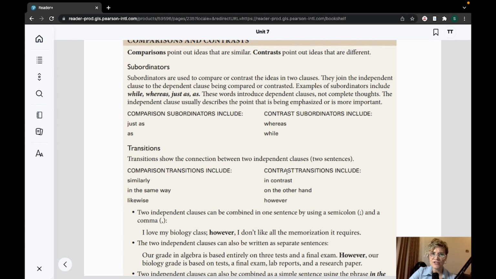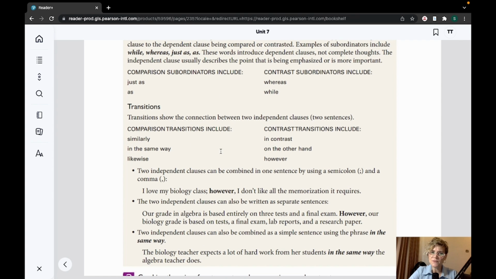Examples of subordinators include while, whereas, just as. These will then start the sentence and indicate that that sentence is a dependent clause. And we know that a dependent clause cannot stand on its own. It needs the help of an independent clause. These words introduce dependent clauses, not complete thoughts. So the independent clause usually describes the point that is being emphasized or is more important. Just as, whereas, while. Comparison, contrast.